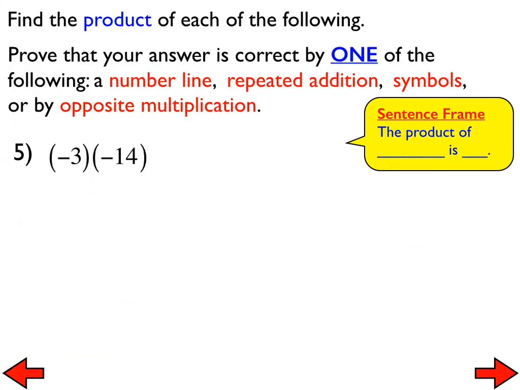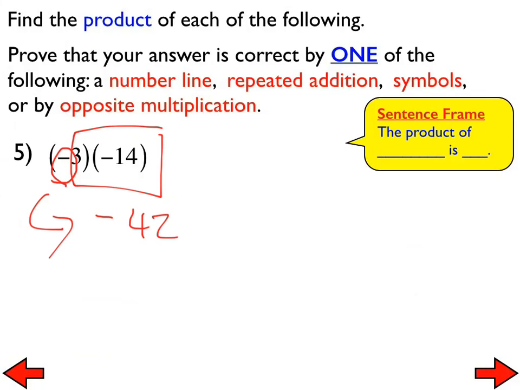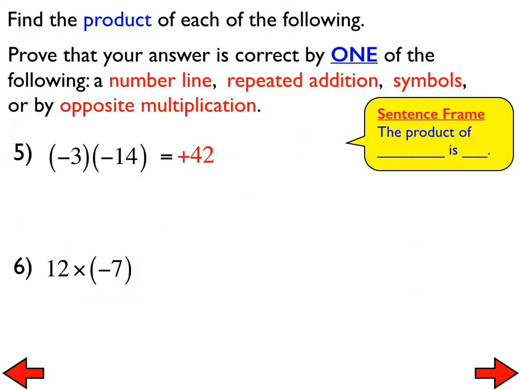All right. Number 5 should be what? And let's make sure we use the sentence frame. The product of number 5 is positive 42. Very good. The product is positive 42. Once again, here's one reason why. The opposite of 3 groups of 14 negatives, so that would be the opposite of negative 42, and that is positive 42. And then how about number 6?